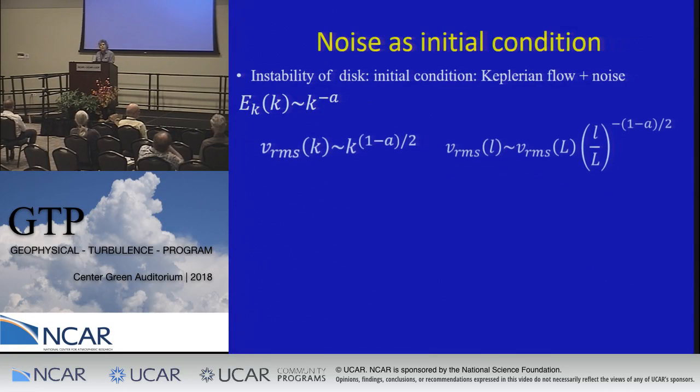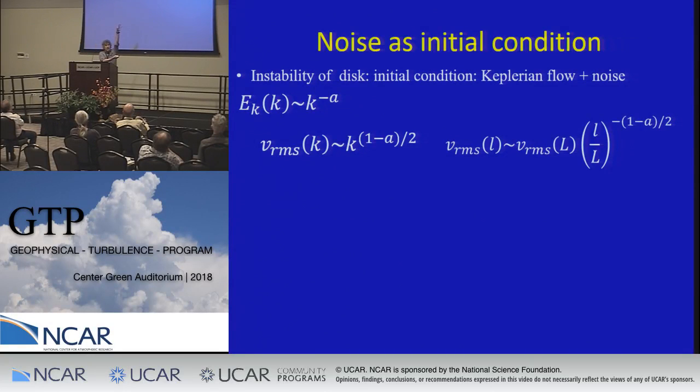Okay, so that kind of spectrum, if you integrate over little channels, you see that the RMS velocity of any particular wave number k scales with k as 1 minus a over 2. And if I think of the RMS velocity of eddies of size L, it will scale as L to the 1 minus a over 2. So for Kolmogorov, the velocity would go as the length of the eddy to the 1/3 power. All the velocity and energy is at the big scale, and you fall off as length to the 1/3.